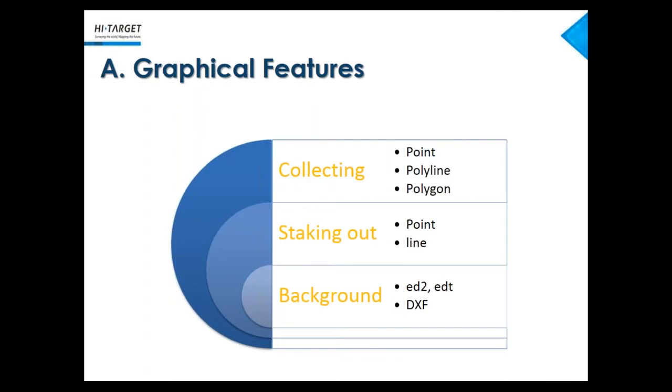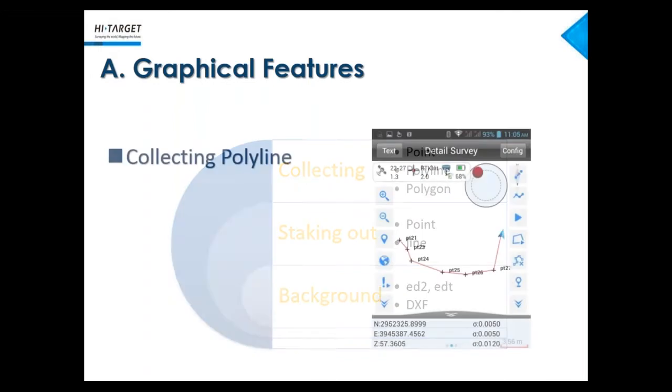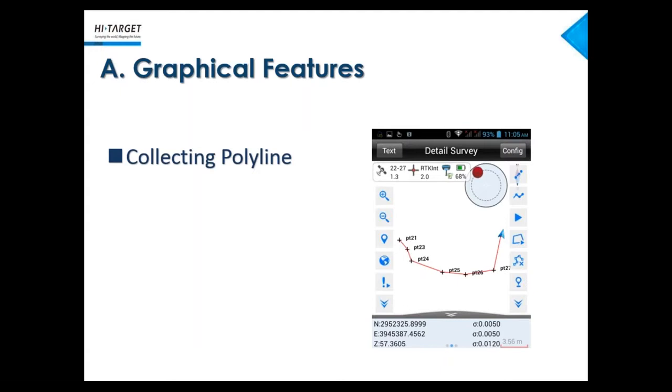So I'll go with the collecting part. And I think everybody knows how to collect the points. So let's neglect that and just continue with collecting polylines. In the details of this screen, you may find there are two bars on each side of the screen. We can find this icon on the right side. So we click it, and then we enter the polyline collecting mode.